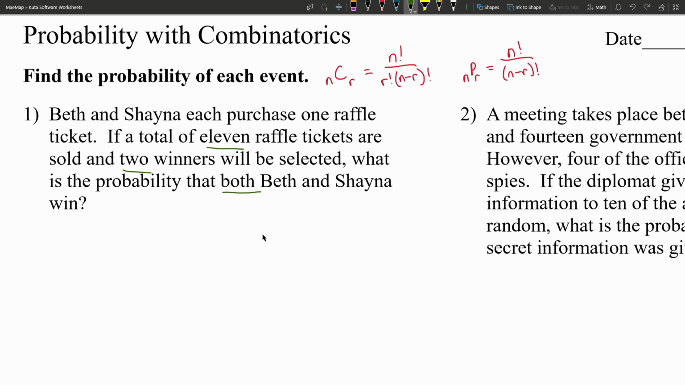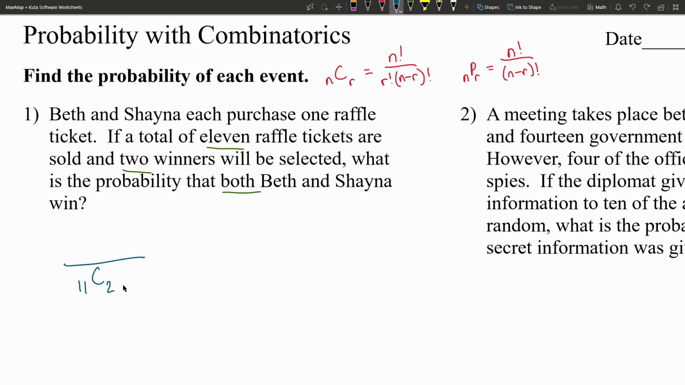So in order to create a probability, we're going to need to have our fraction out of the total number of outcomes. So the total number of outcomes, if there's 11 raffle tickets and we're selecting 2 winners, order is not going to matter here. So this is going to be 11C2 in our denominator. That's the total number of ways we can pick 2 winners out of 11 raffle tickets.